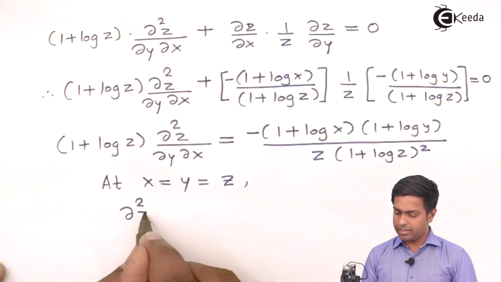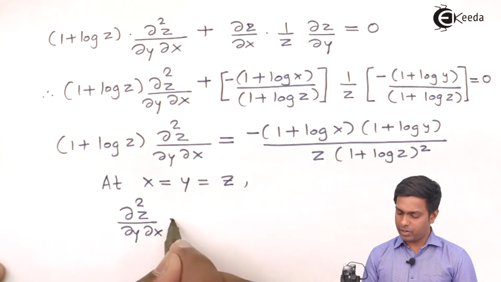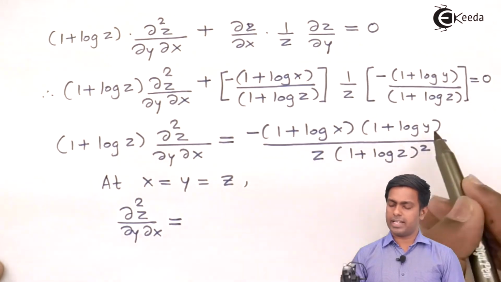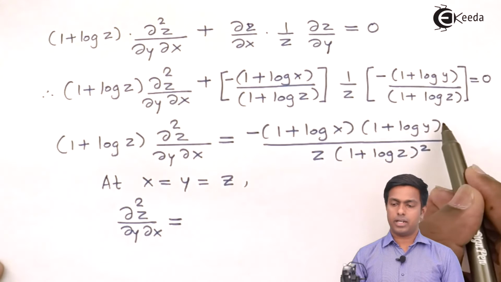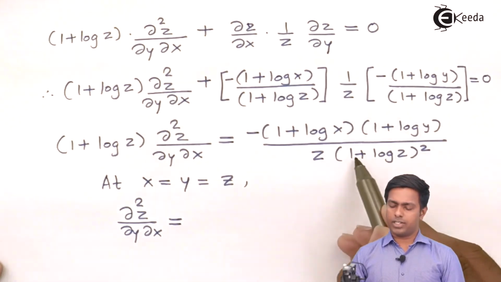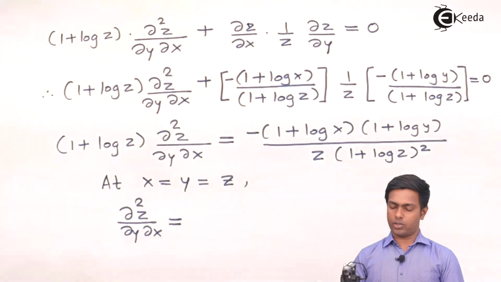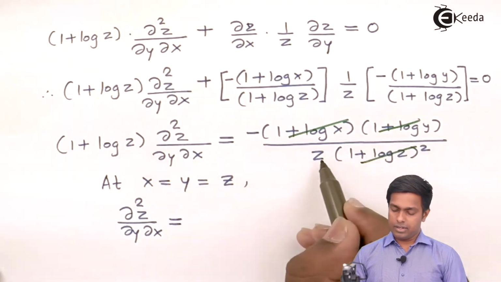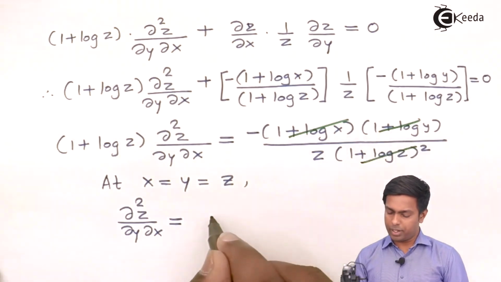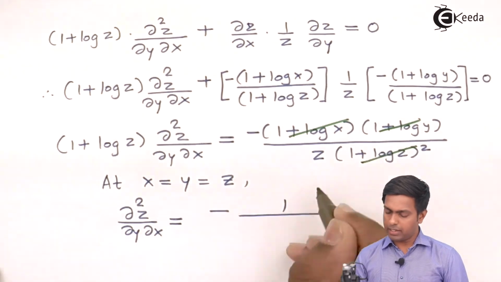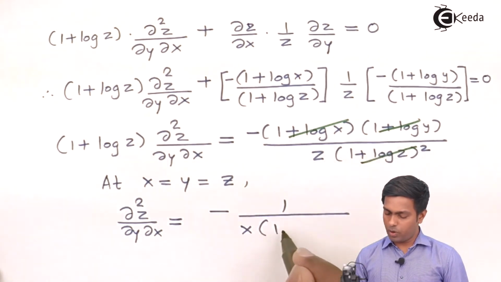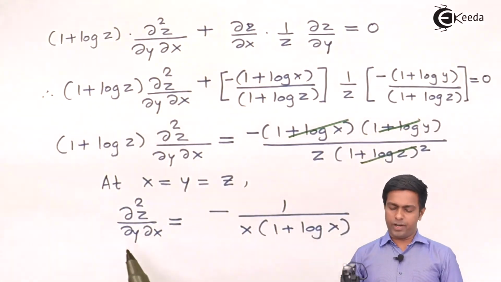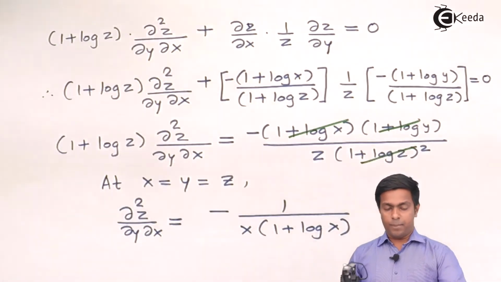So we'll get del square z by del y del x equal to. So guys, this is 1 plus log x. This will become 1 plus log x because I'll put y as x. So we'll get 1 plus log x the whole square, and that will be cancelled with this, because this will also become 1 plus log x the whole square. So I can cancel these three terms. Next, this term will come in the denominator, and that will become minus 1 upon, this z will become x, and this is 1 plus log of x.